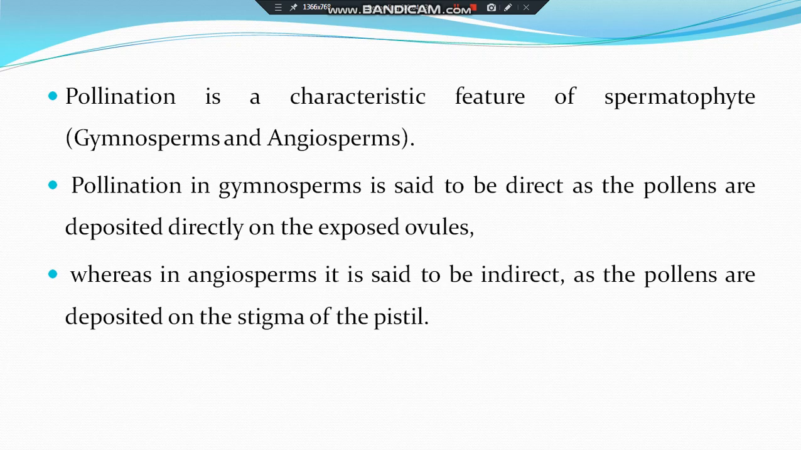Pollination in gymnosperm is said to be direct, as pollen are deposited directly on the exposed ovule. Whereas in angiosperm, I mean flowering plants, it is said to be indirect, as the pollen are deposited on the stigma of the pistil. It is one of the important 2 mark questions.